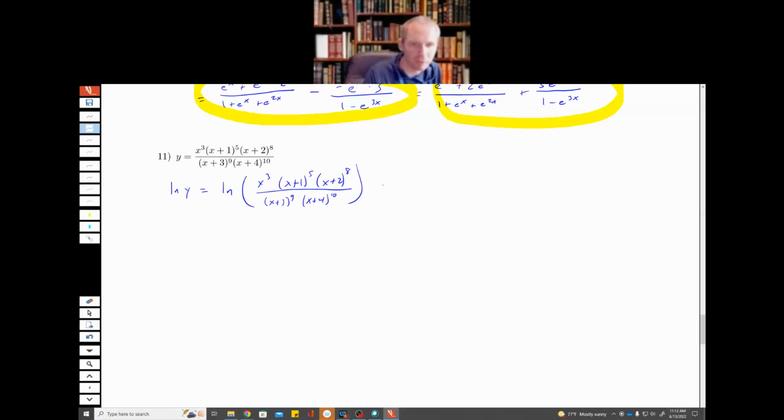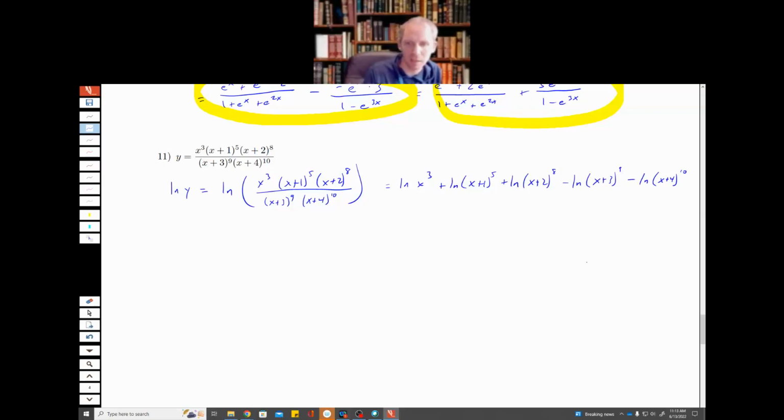Okay, so in my first step, all of the pieces in the numerator are going to be added logs. And the pieces in the denominator, because I'm dividing by those, are going to be subtracted logs. So I'm going to have ln of x cubed plus ln of (x plus 1) to the 5th plus ln of (x plus 2) to the 8th minus ln of (x plus 3) to the 9th minus ln of (x plus 4) to the 10th.